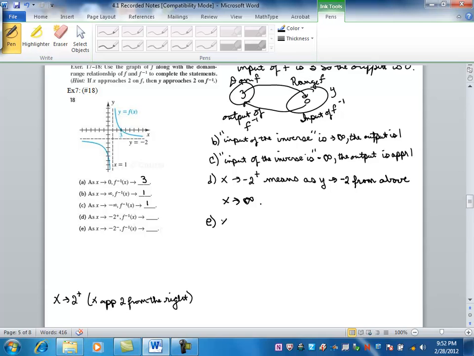And on part E here, as x approaches negative 2 from below. Now, we're writing x, but remember, folks, this is the input to an inverse function. Remember, the input to the inverse function, those are y values. So we're saying as x approaches negative 2 from below, but this really means as y, looking at this graph, as y approaches negative 2 from below, x is approaching negative infinity.